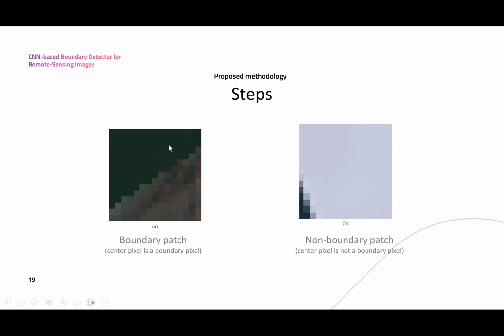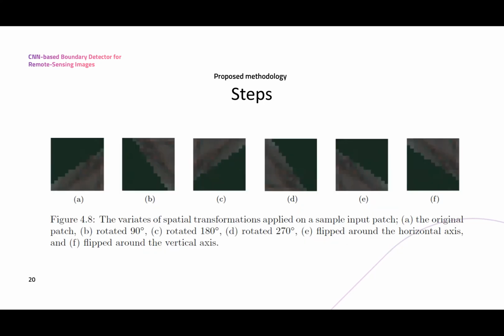So here, this is from an actual image of 15 by 15 pixels. And as you can see here, it's called a boundary batch because the center pixel is a boundary pixel, and here it's non-boundary from the actual image. The problem is that we don't have a balanced training set. We have so many non-boundary batches, but very few boundary batches. So we have to increase the number of boundary batches.